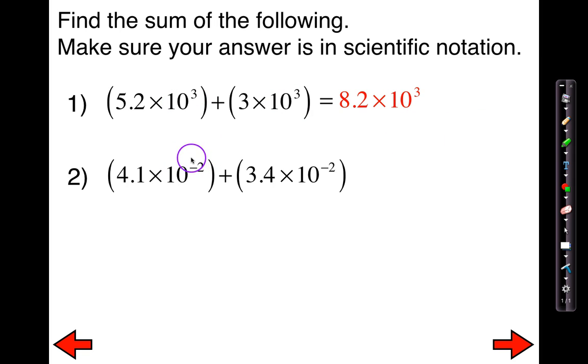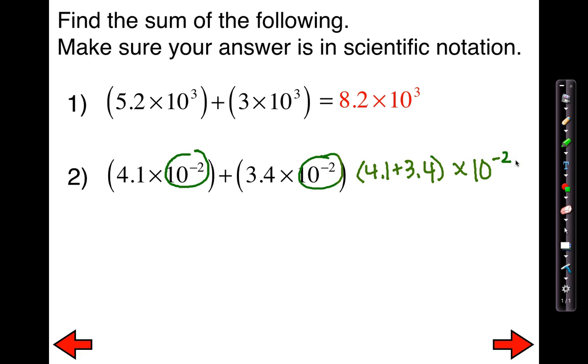Again, I'm going to check, do I have the same base raised to the same exponent? Well, we have 10 to the negative second, 10 to the negative second, so we're good. All I'm going to have to do is add the coefficients. I'm going to add 4.1 with 3.4, and multiply it by 10 to the negative second. So again, I'm just keeping that base raised to the same exponent. That's not going to change. 4.1 plus 3.4 is 7.5, so I'm going to have my answer as 7.5 times 10 to the negative second.